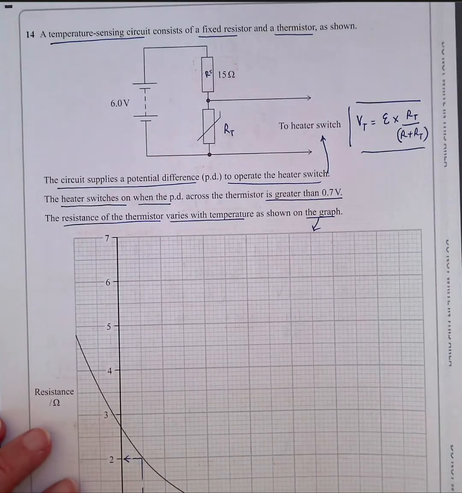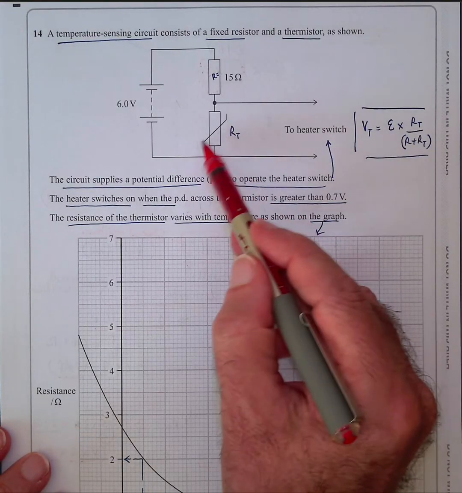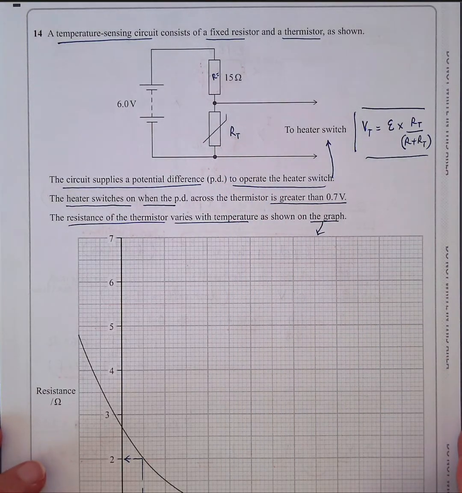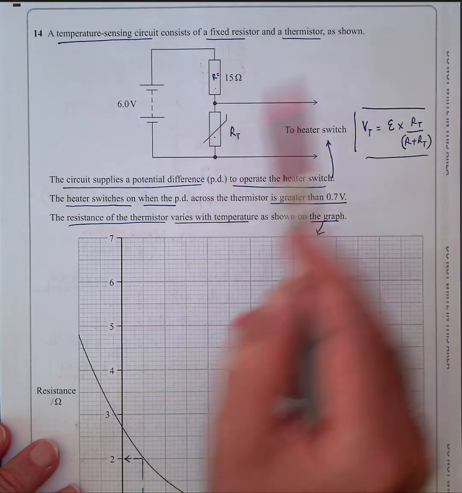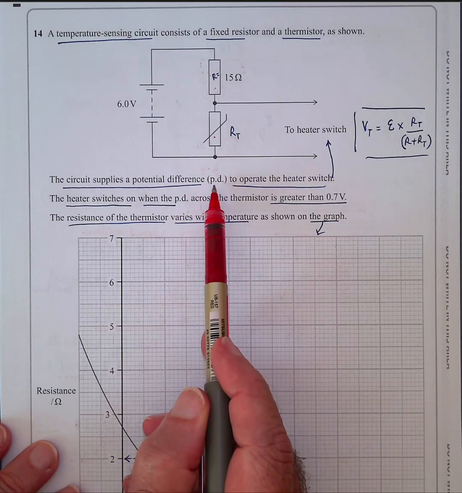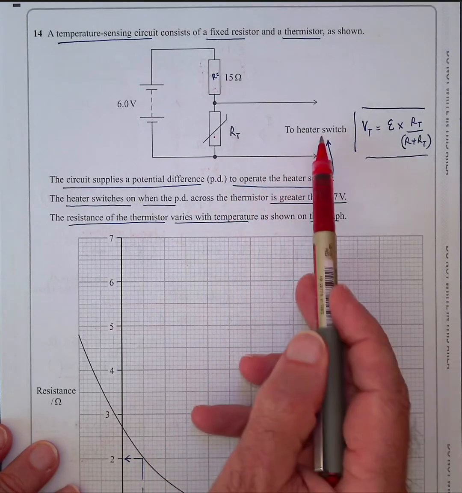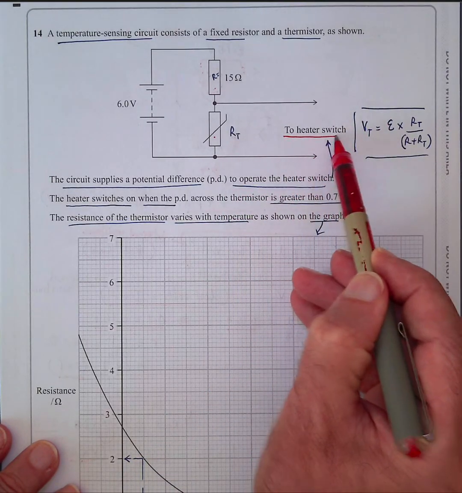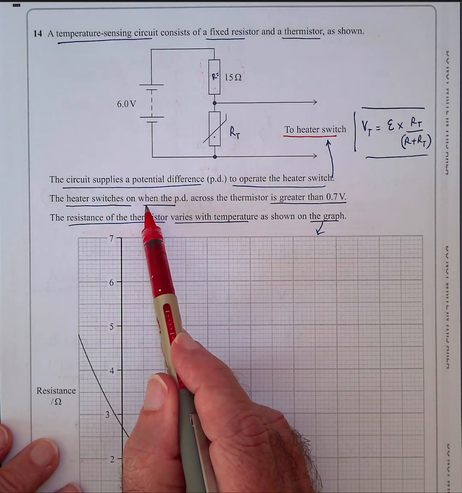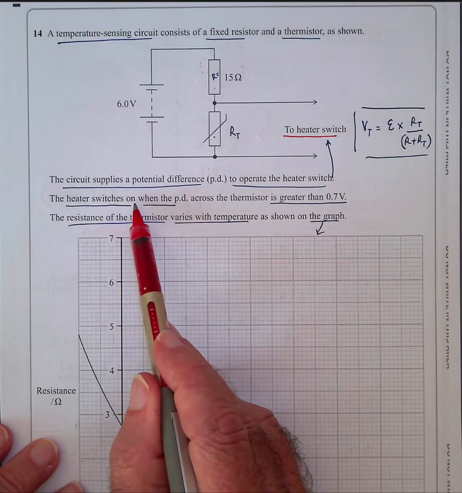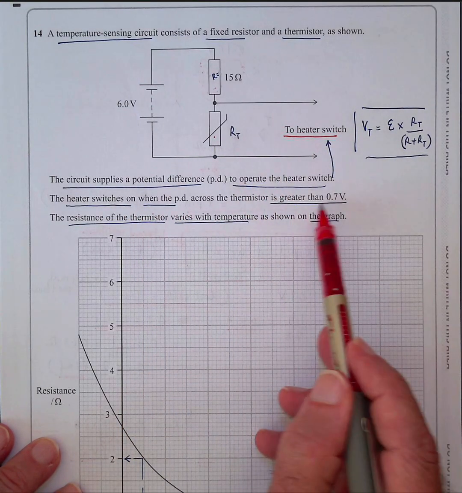Question 14 continues with electricity. You have a temperature sensing circuit, because it's got a thermistor in it, so the thermistor varies with temperature. It consists of a fixed resistor here and a thermistor here. As shown, the circuit supplies a PD to operate a heater switch, which is in parallel to the thermistor, and the heater switch is on when the PD across here is greater than 0.7 volts.